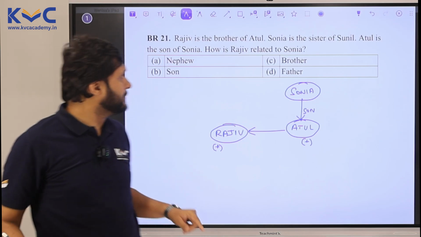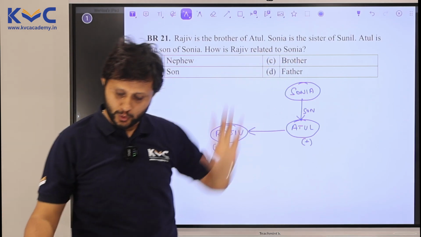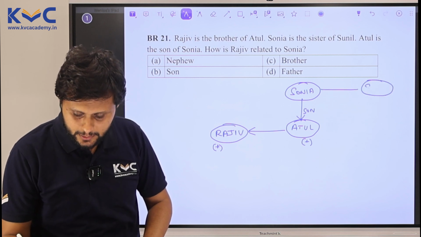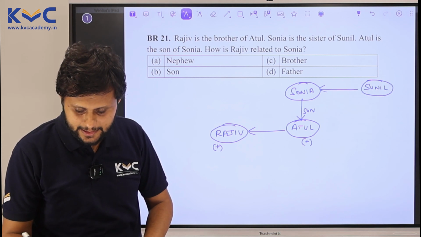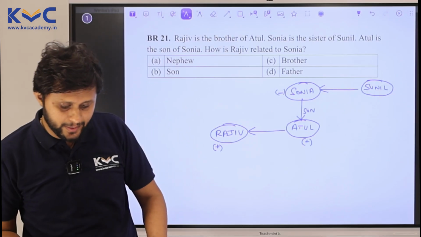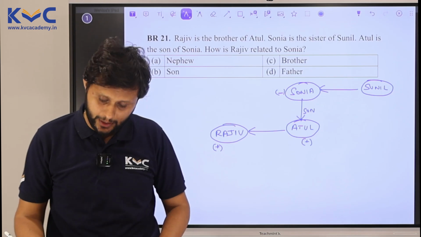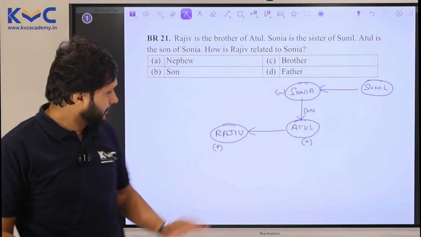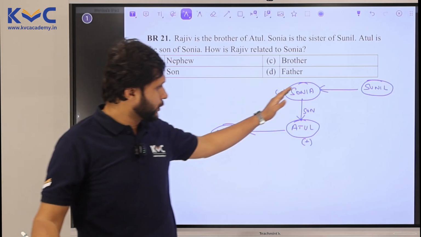I think we had left one line before that. Sonia is sister of Sunil. Sonia is there. We'll put Sunil over here. Okay, sister. So Sonia is also female. How is Raju related to Sonia? Raju is over here. Where? Over here. Sonia is over here.